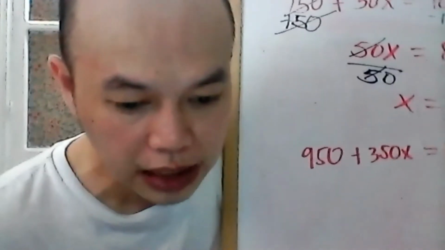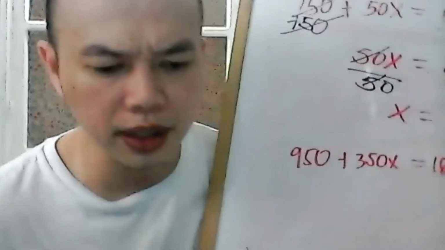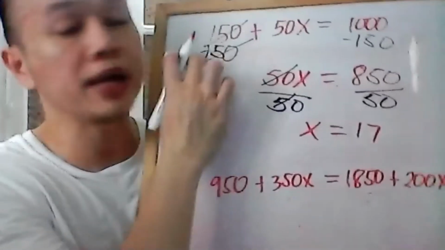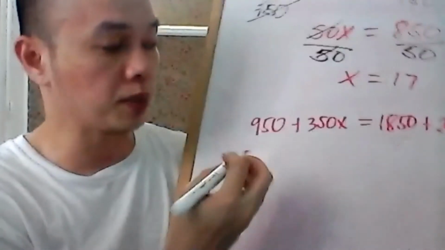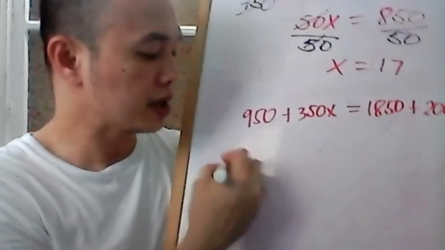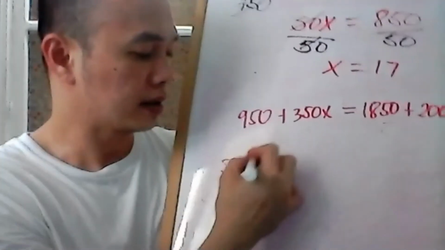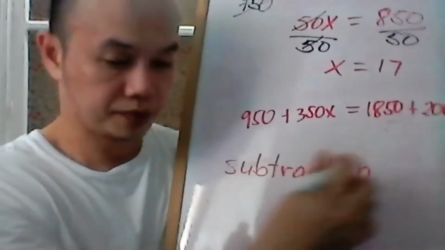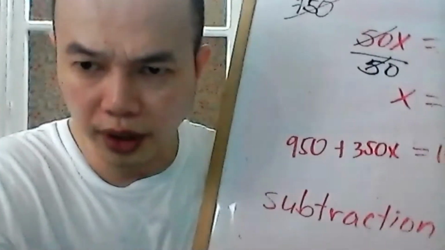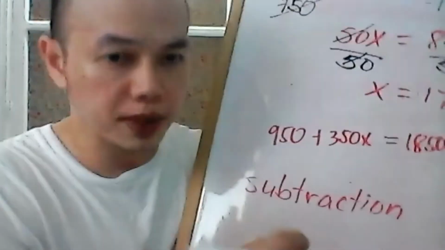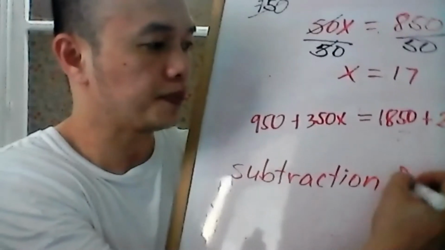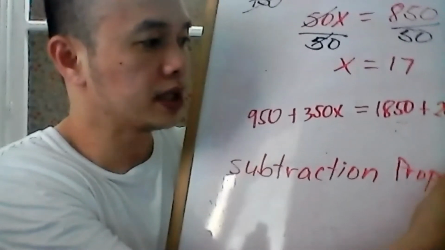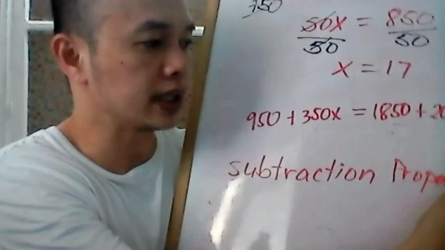Now, question C is what concepts, properties of operations of real numbers are used to solve the problem? So first we did minus, right? So that is what property? Subtraction. You have to write there. Subtraction property of equality. First is subtraction property of equality.